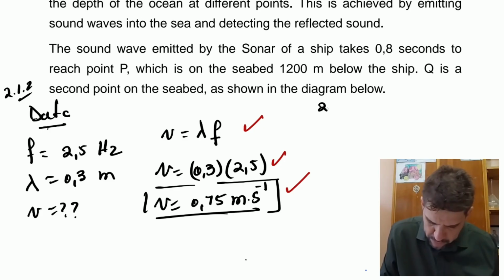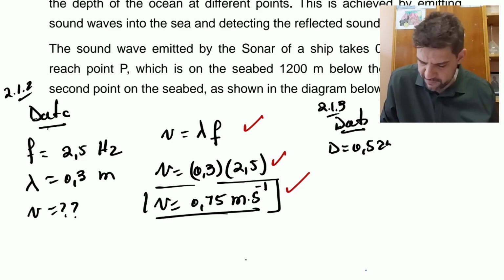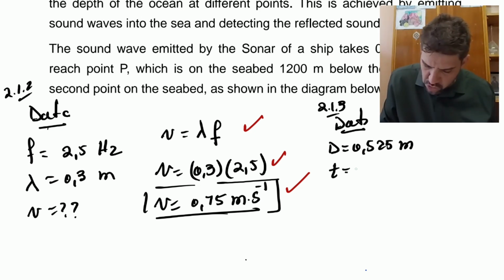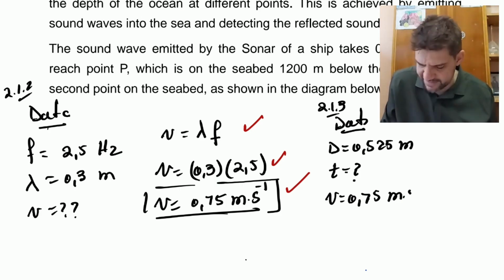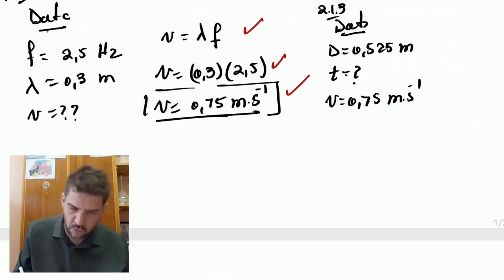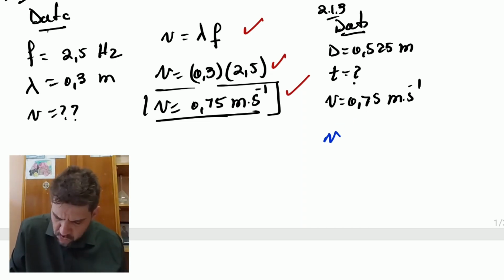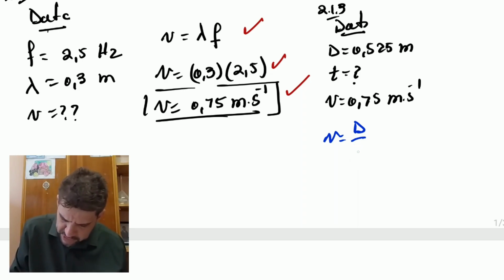This is question 2.1.3. Let's write the data. Now what we have is the distance, which is equal to 0.525 meters. We have the time, which is unknown. We're looking for the time, and we have the speed, which we calculated previously, 0.75 meters per second. We're looking for time. So what formula are we going to use here, guys? Well, if you go to the formulas, this formula is there. Speed is equal to distance divided by time.